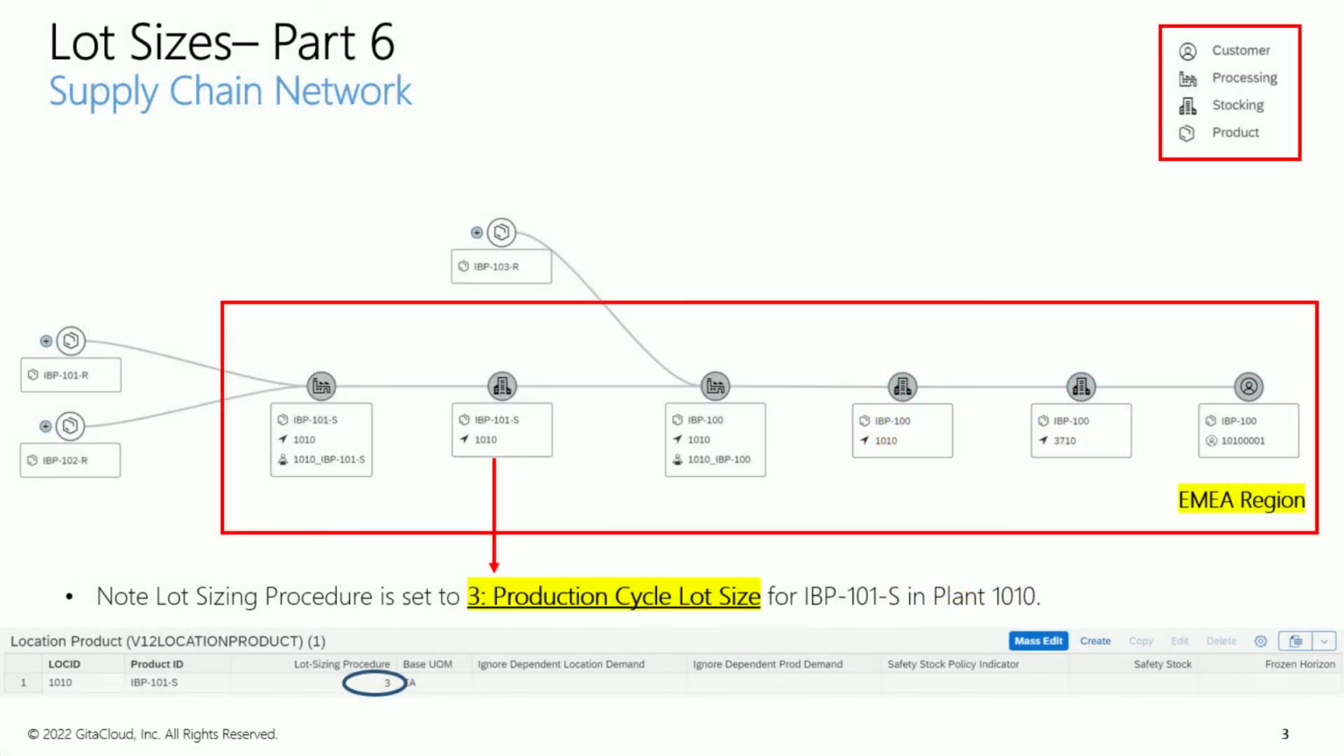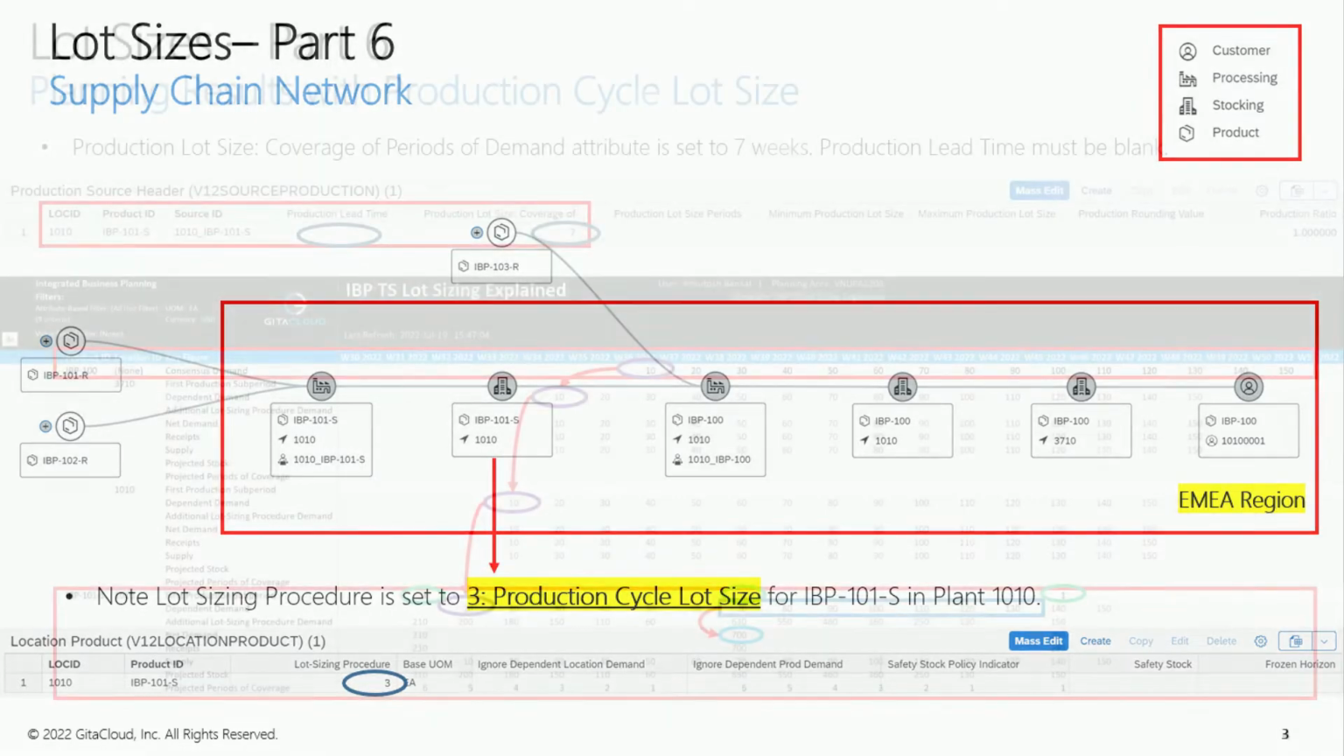We will focus on the subassembly IBP 101S, which is needed to produce the finished good IBP 100 in response to demand from EMEA region customers. Plant 1010 replenishes Distribution Center 3710, which ships product to customers in the EMEA region.